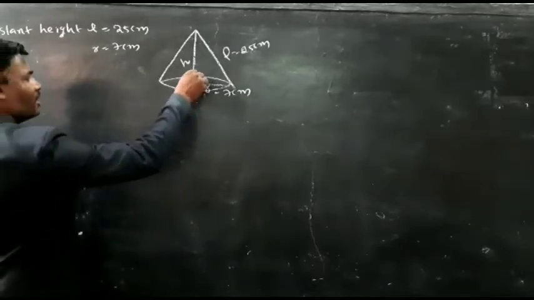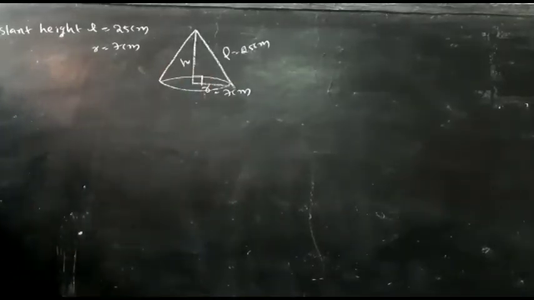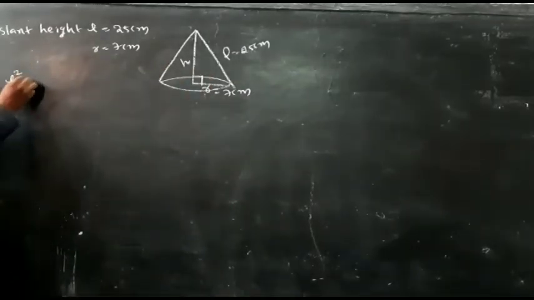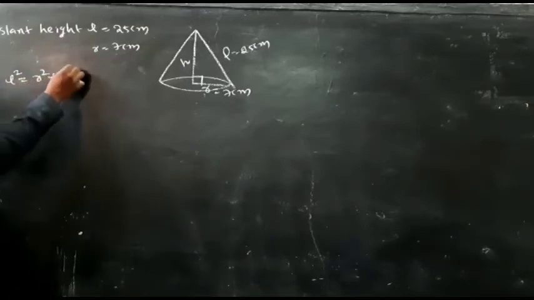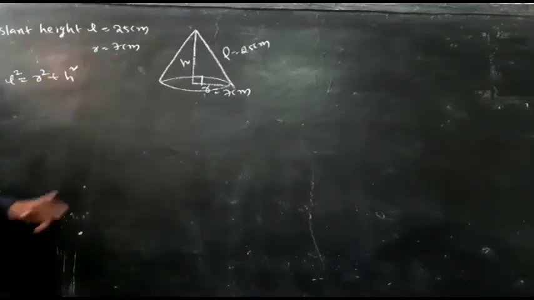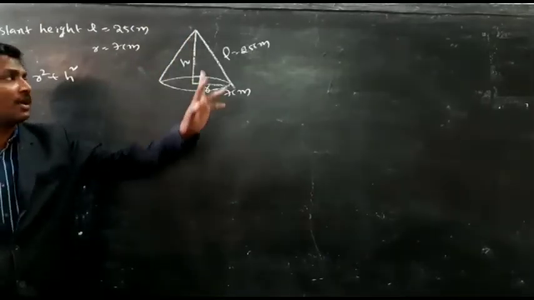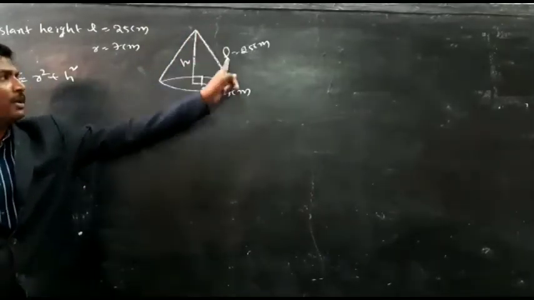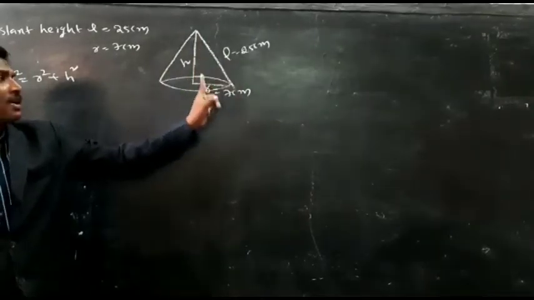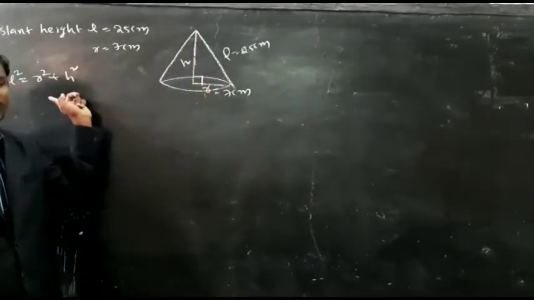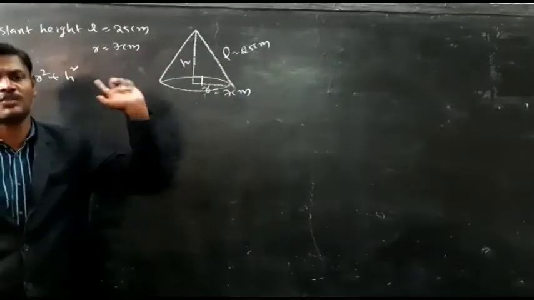So what is the formula here? In a right angle triangle, we can write l square is equal to r square plus h square. Why? Because in a right angle triangle we can use the Pythagoras theorem. According to the Pythagoras theorem, square of the hypotenuse, l square, is equal to square of the base, r square, plus square of the height, h square.